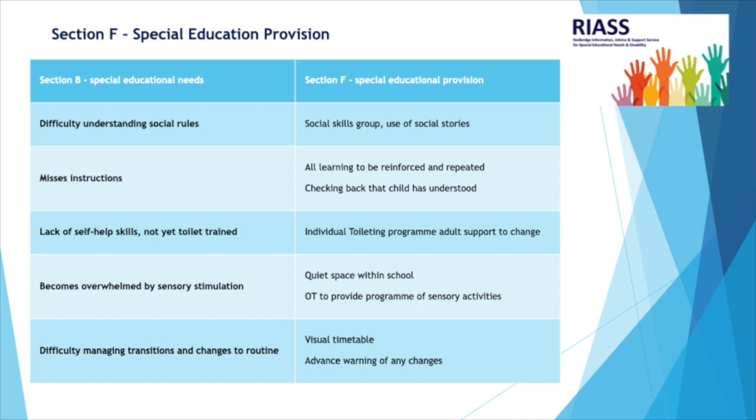Some good examples of a provision to meet support needs are: difficulty understanding the social rules, social skills groups, use of social stories; misses instructions, all learning to be reinforced and repeated, checking back that the child has understood; lack of self-help skills, not yet toilet trained, an individual toileting programme and adult support to change; becomes overwhelmed by sensory stimulation, a quiet space within a school, occupational therapy to provide a programme of sensory activities.